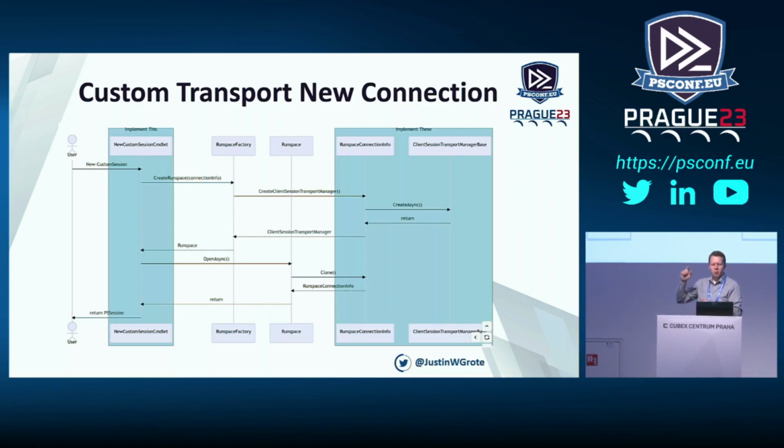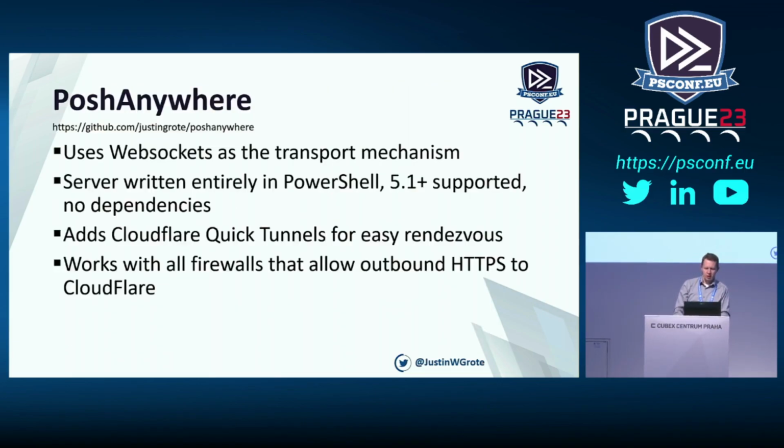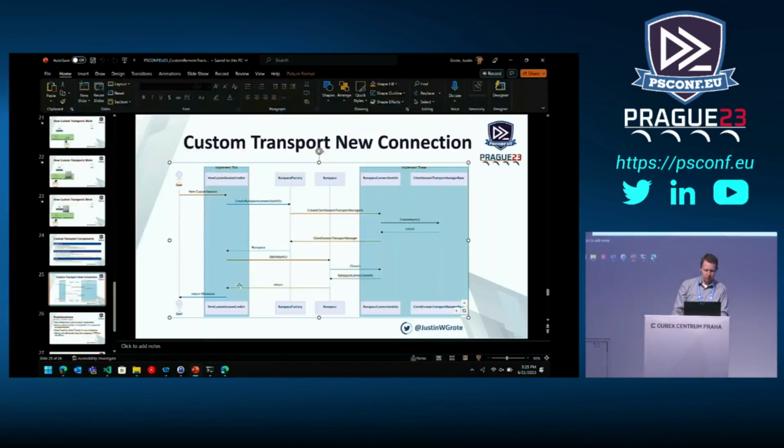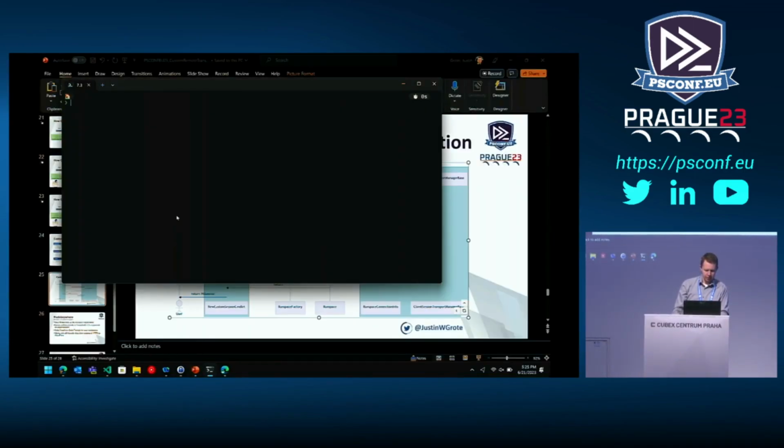So once the runspace connection info completes, what the runspace will do is take that information and convert it to a PowerShell session. And then you'll be able to pass that back from your cmdlet, and now your user has a session. So we're going to look at what that looks like here. I will bring up my example.